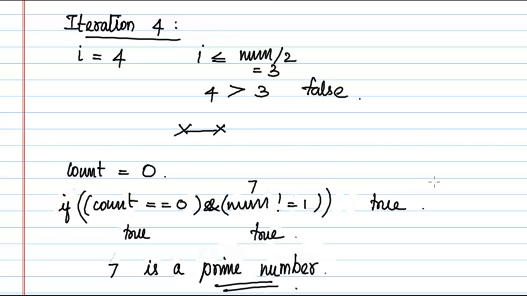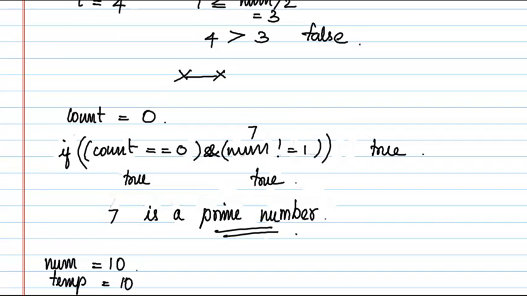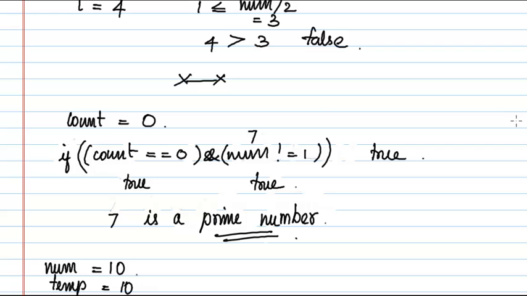Now let us check for another number which is not prime. Let us take the number as 10. Now let us store the number in the temporary variable. So temp is equal to 10. And now let us move on to the first iteration of the for loop. Here the value of I is initialized to 2.